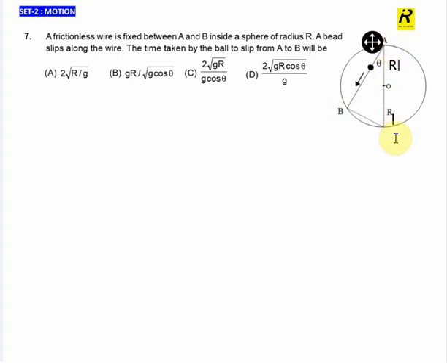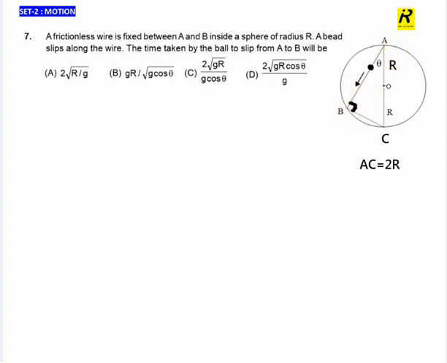That means this complete length, say this end is C. So AC is equal to R. So this is the diameter of this sphere. Now we shall assume one thing, maybe something which is missing in the picture. So let us believe this is perpendicular. And now what we need is the time taken by the ball to slip from A to B. So how much time is needed by the bead to slip from end A to end B.